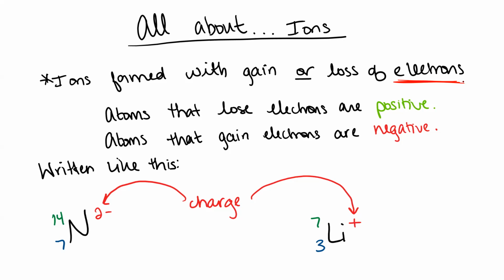And simplistically put, atoms that lose electrons become positive. Atoms that gain electrons are negative. This makes sense because electrons are negatively charged. If we take a negative charge away from something, then it's going to have more protons overall and therefore have an overall charge that's positive. When we add electrons on, we're going to have more electrons than protons, and we're going to know that it's going to have an overall negative charge because there's more electrons.